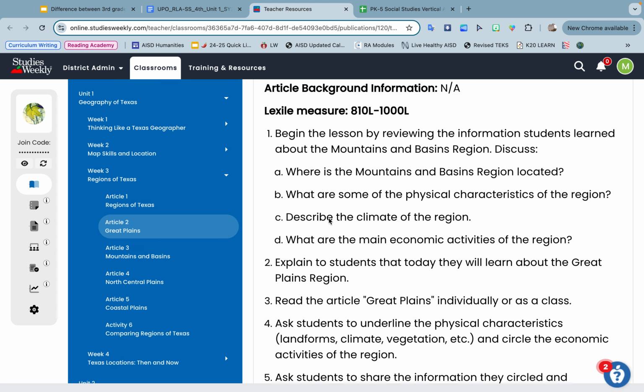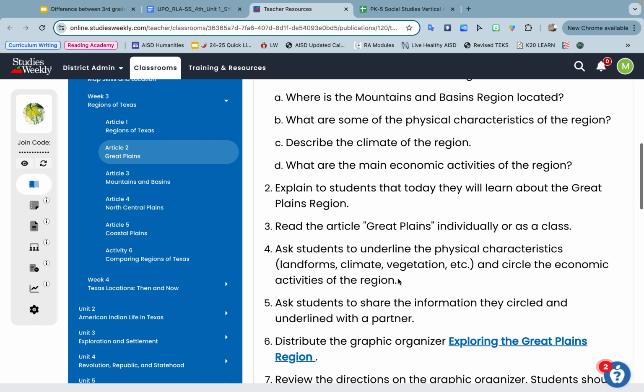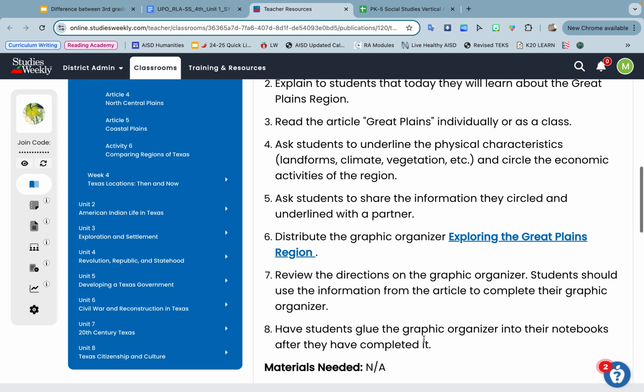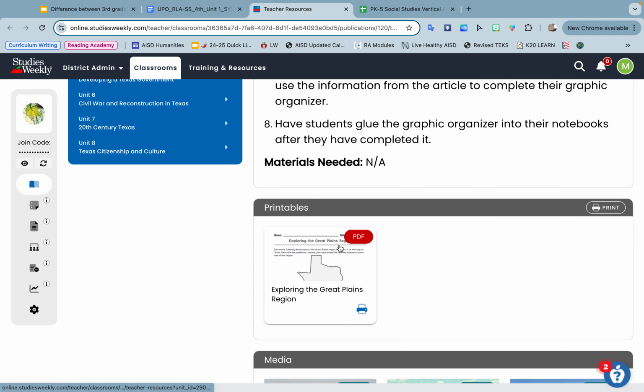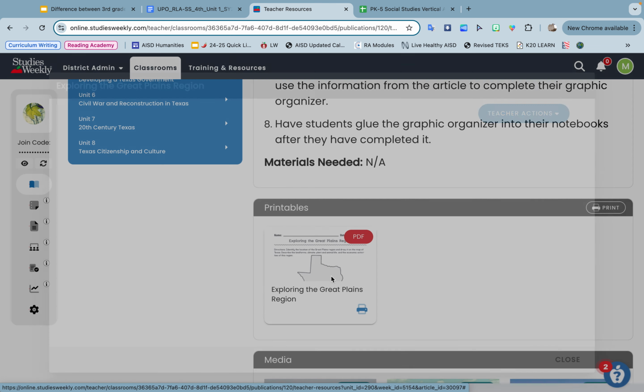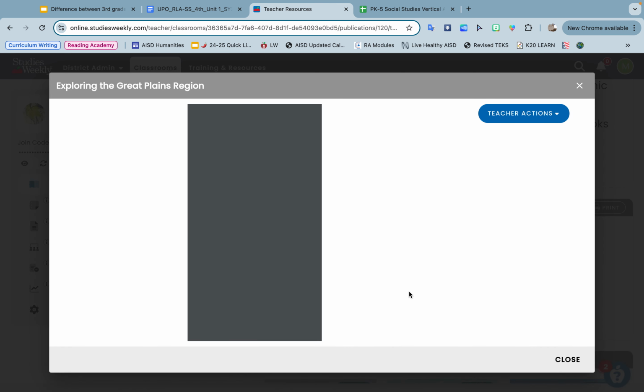And so you'll want to review through that. I see that there's a graphic organizer it recommends for students to use. And then it's going to actually show me that organizer here under printables. So I can also just click here and take a brief look at it.